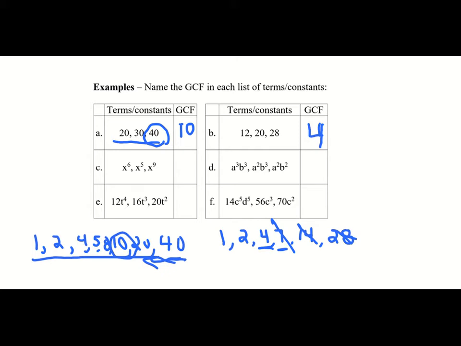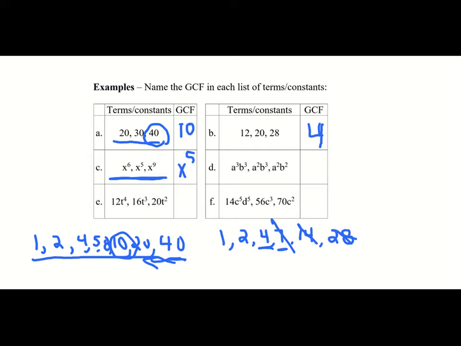Now for C, we have all variables here. So remember, when you have a variable, you want to choose the lowest power for your variables. All 3 terms, we have x to the 6th power as one term. The next term is x to the 5th power, and then x to the 9th power is the last term. They all have x's, and they just have different exponents. We're choosing the lower of the powers, so my GCF here will be x to the 5th power.